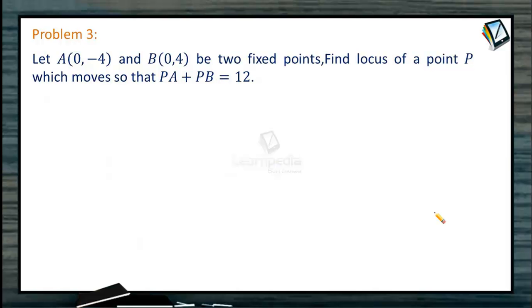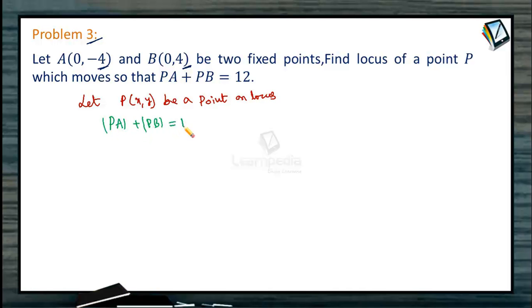Problem number 3. Given two fixed points A and B, find the locus of P so that PA plus PB is 12. So as usual, we assign the general coordinates x, y to the moving point. That is, let P(x, y) be a point on the locus. The given geometric condition is that PA plus PB is a constant, which is 12. When we write this as an algebraic equation, this becomes root of (x minus 0) square plus (y plus 4) whole square plus root of (x minus 0) square plus (y minus 4) whole square is equal to 12.